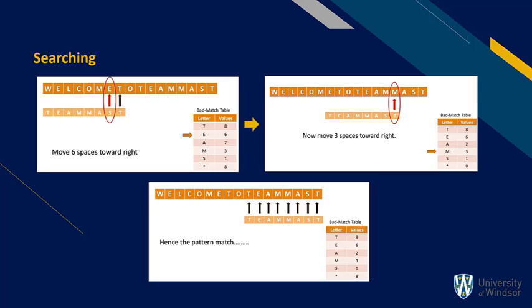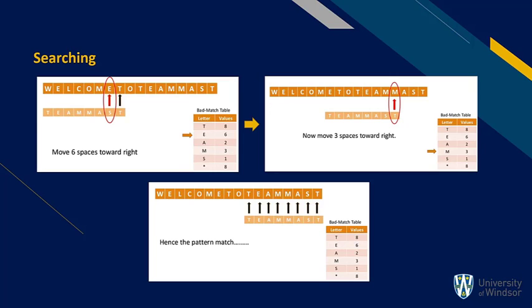So we're gonna go to the bad match table, find the value for E, which is 6 in our case, and move 6 values to the right. Once we moved 6 values to the right, we're gonna compare from the right to the left again. So that is going to be T, which is mismatched with M. So we're gonna look up the value of M to get the offset value. That is going to be 3 in our case. So we're gonna move the substring 3 spaces to the right.